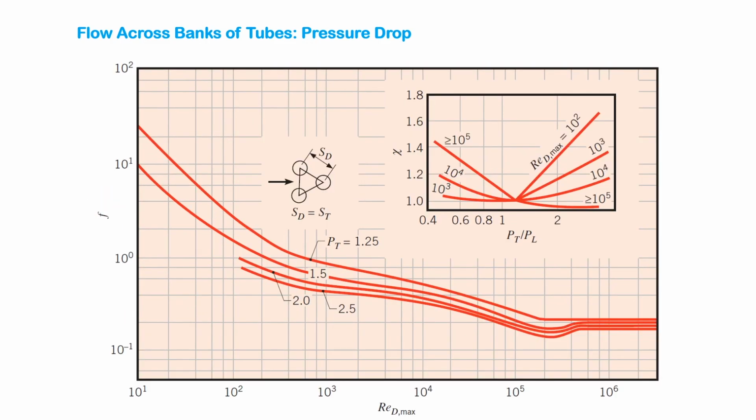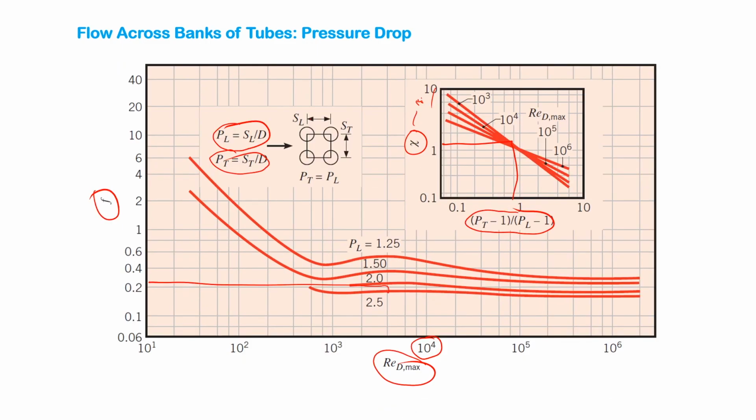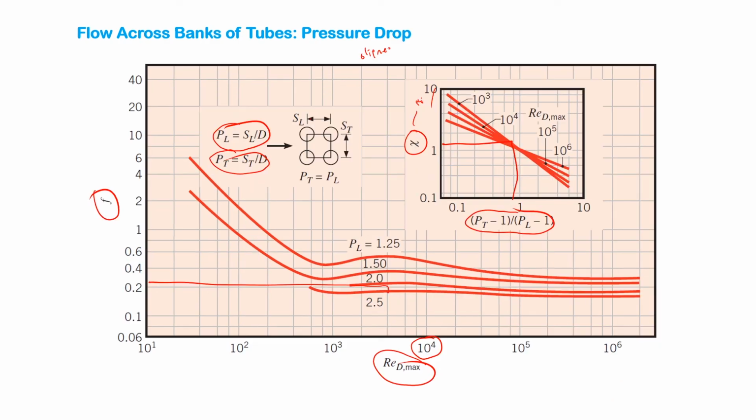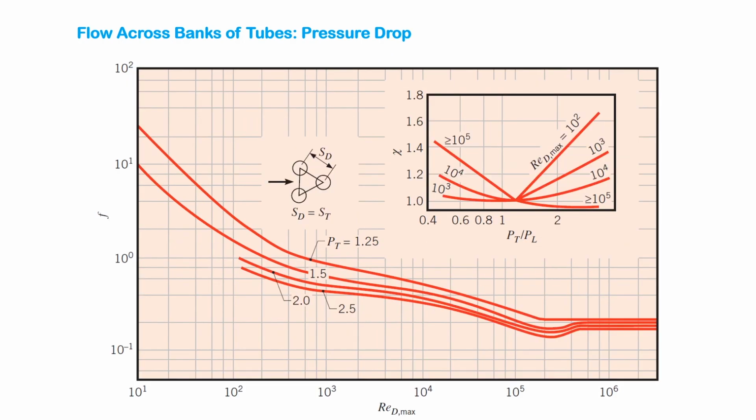And if you have the staggered orientation, this was for the aligned case. For the staggered configuration, we have a slightly different curve. And in this case, again, the definitions are the same. PL and PT are defined in the same way. So this is how you read the friction factor. And the curve for chi is more complicated. You take the ratio of PT over PL.